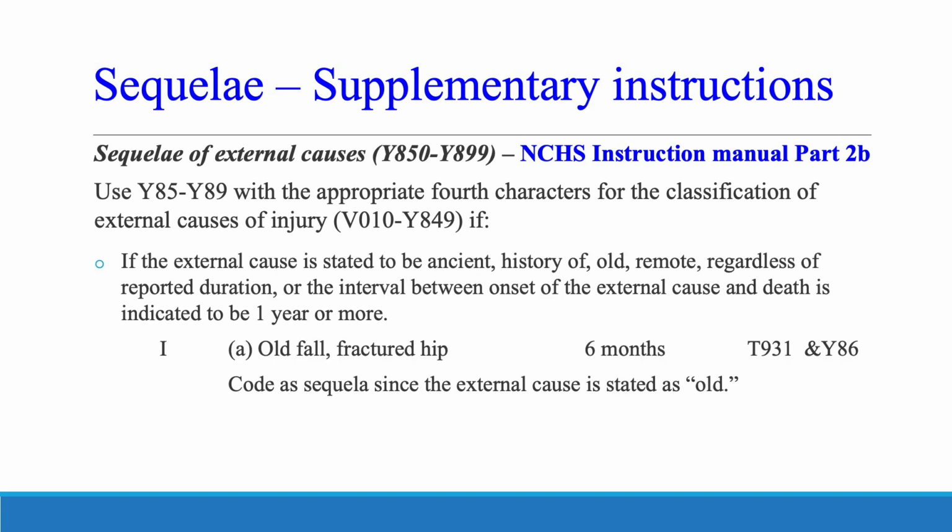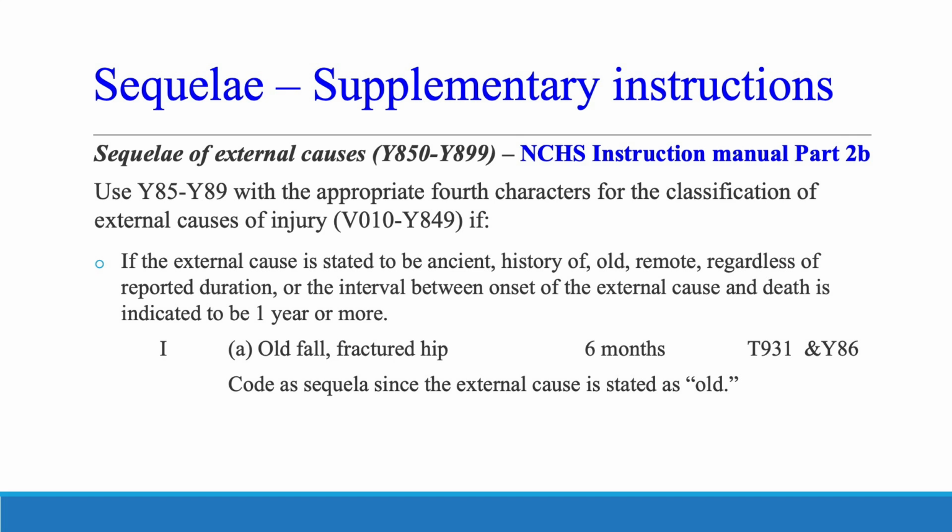Another instruction for the application of the sequela of external cause codes Y85 to Y89 is if the external cause is stated to be ancient, history of, old, remote, regardless of the reported duration, or the interval between the onset of the external cause and death is indicated to be 1 year or more.